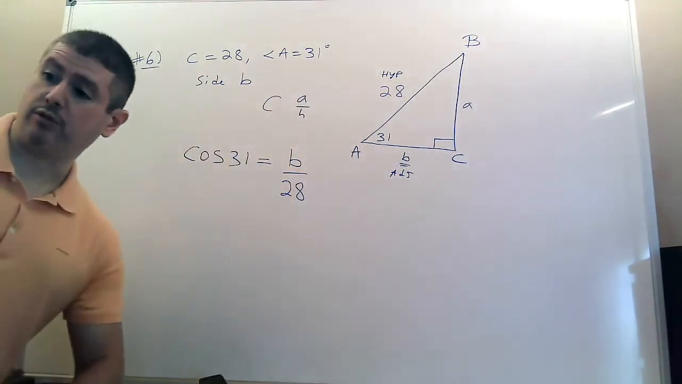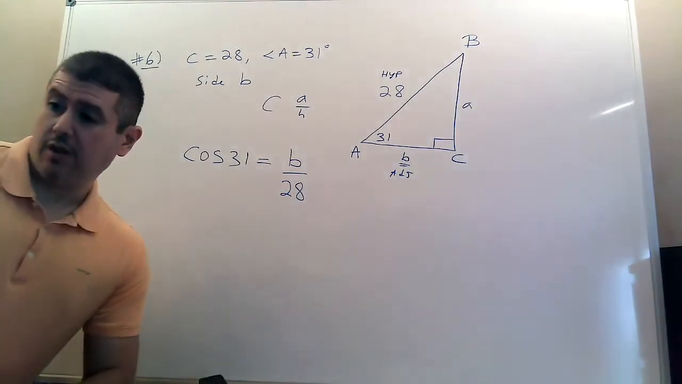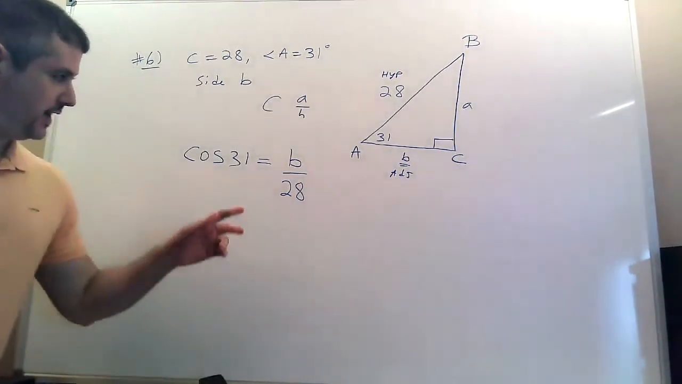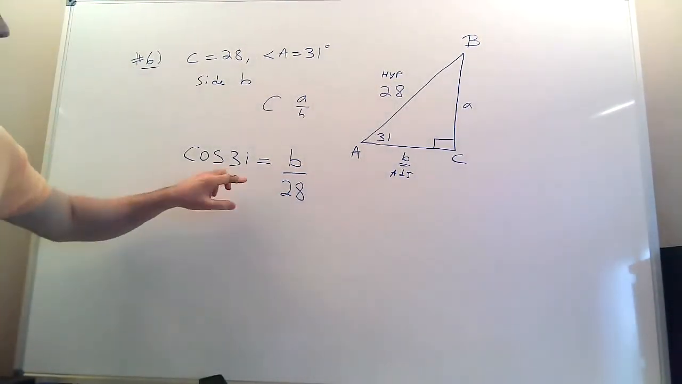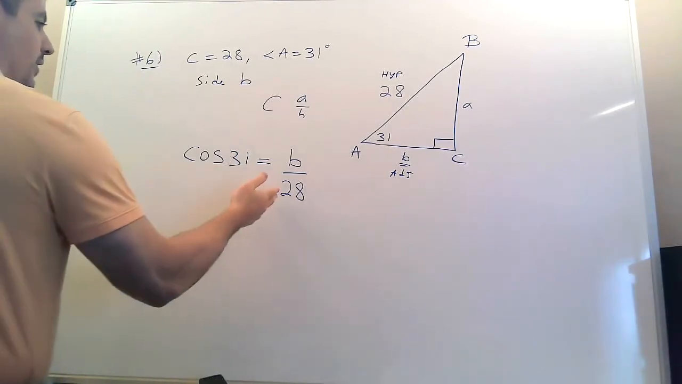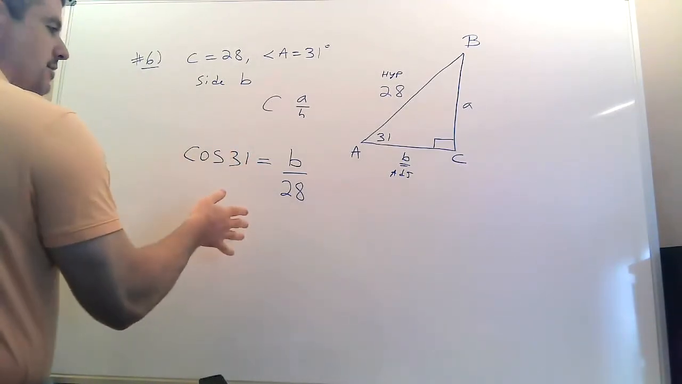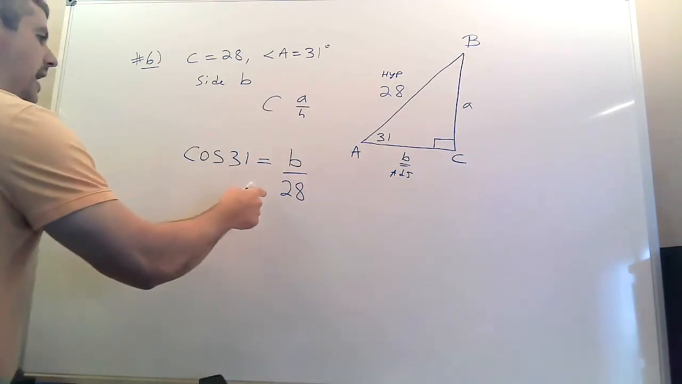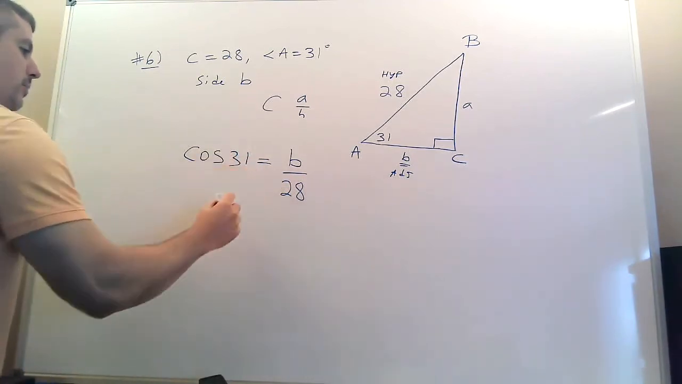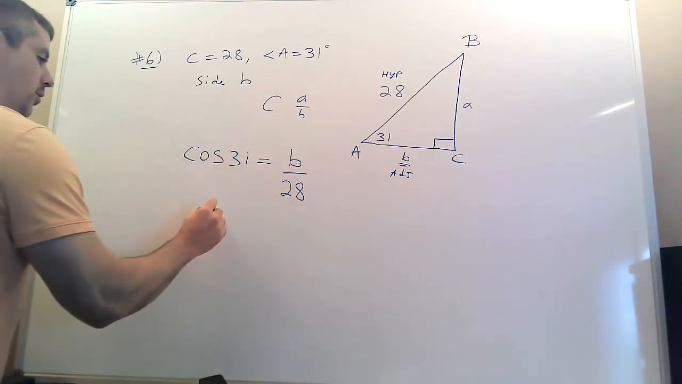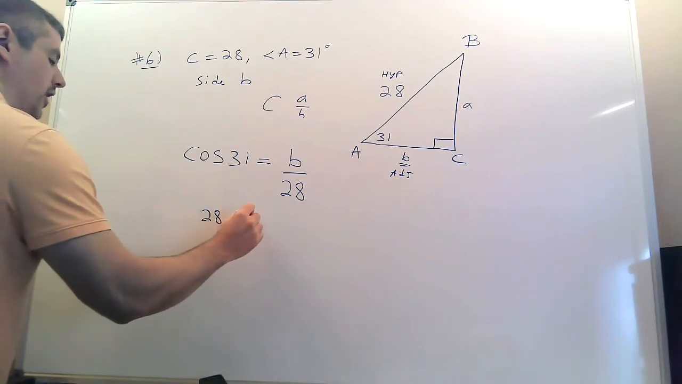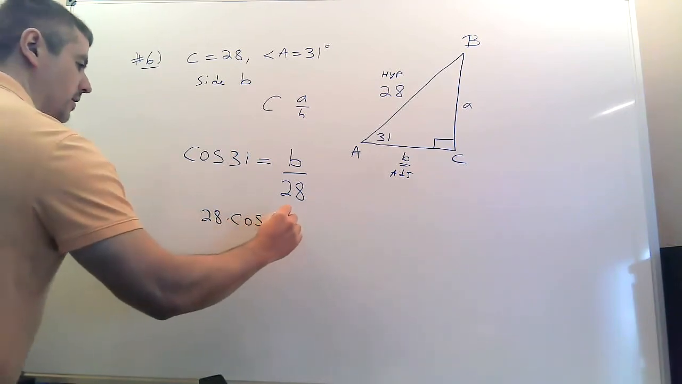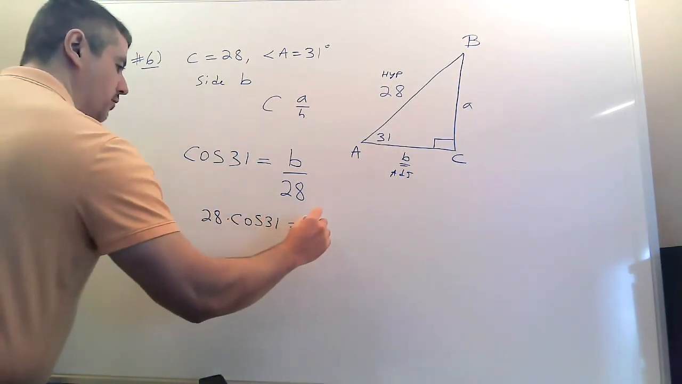And here's where a lot of people screwed up. They decided they trade places with these. You can't divide here. This is the true crisscross multiplication. In order to get B alone, you multiply both sides by 28. So I'm going to put the 28 over by where the cosine is. This is why quite a few people got a wrong answer on this one.